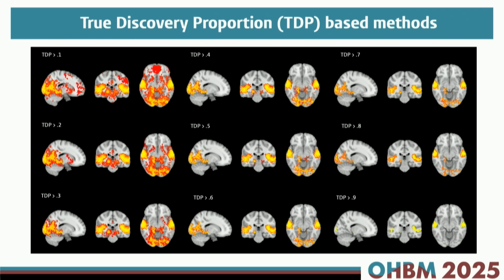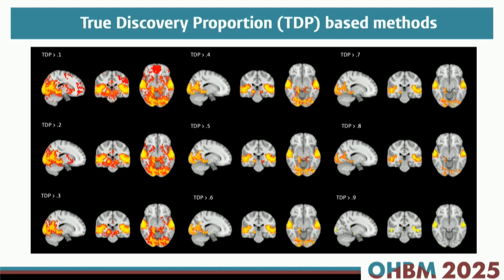So we can up the threshold, so we can look at voxels which have a true discovery proportion of above 0.2, 0.3, 0.4, 0.5, and you see that the clusters become smaller and smaller, even close to being voxel-wise active. So a true discovery proportion of 1 means basically that we have voxel-wise accuracy.